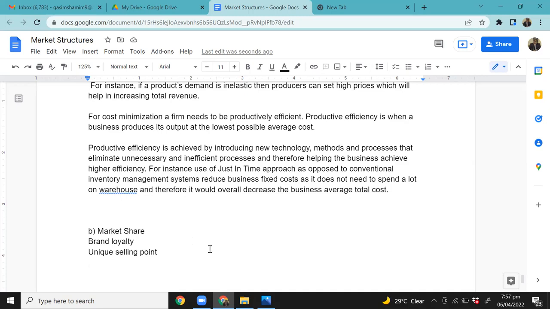So unique selling point is one. Then sales maximization, right? Sales maximization is another important objective that businesses wish to achieve. Instead of trying to maximize profit, we're just trying to maximize sales, like getting more customers on board and selling more worth of goods, right? Because that would make your brand more recognized, more popular, and eventually, not in the short run but in the long run, that will help you earn more profit. So these are all the things that you need to talk about in this question.